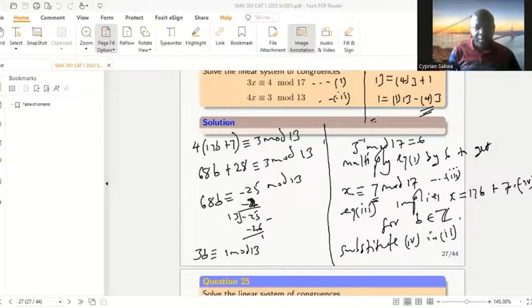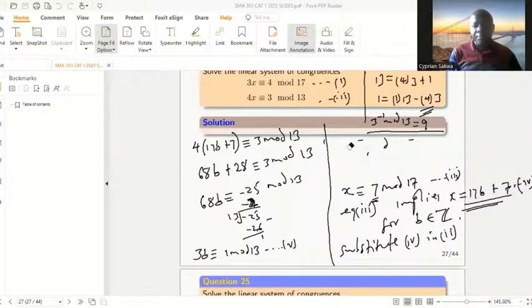So the inverse of 3 mod 13 is 9, so I want to multiply this by 9 on both sides. Remember, there's an equation we want to remember, the question, because we want to find x.